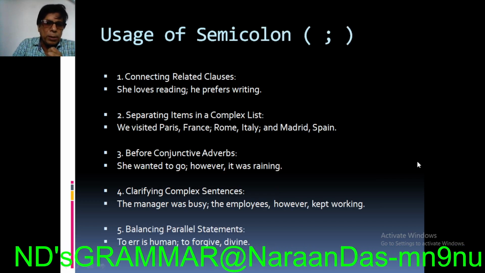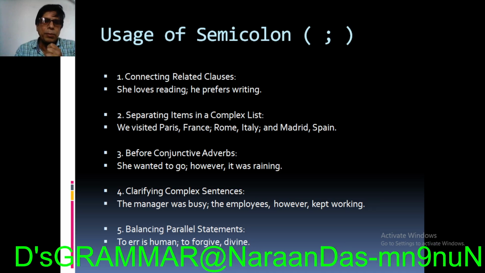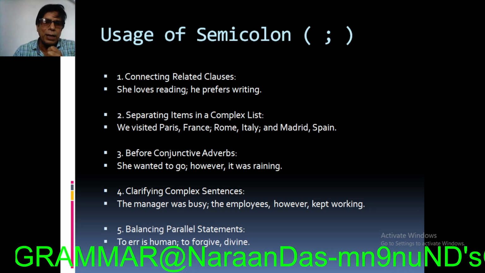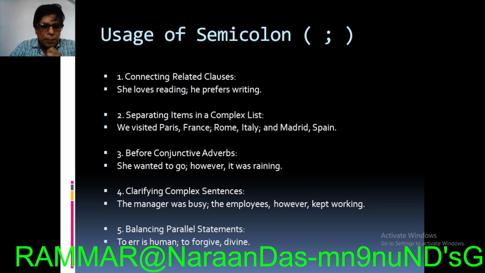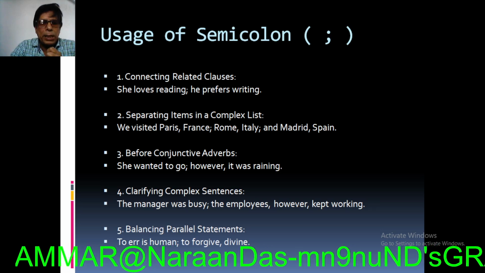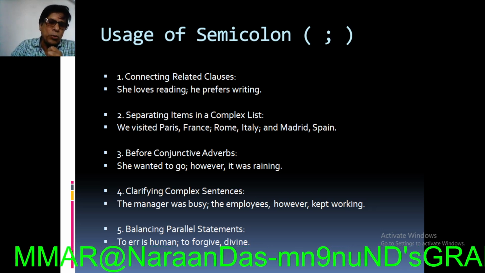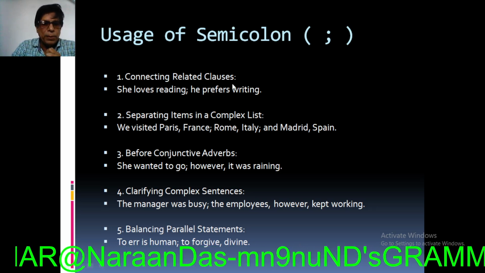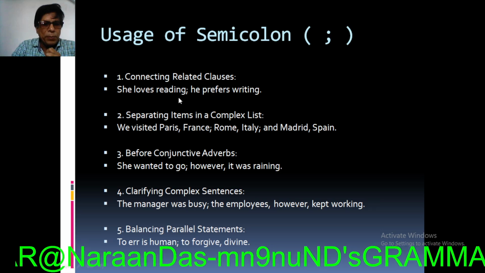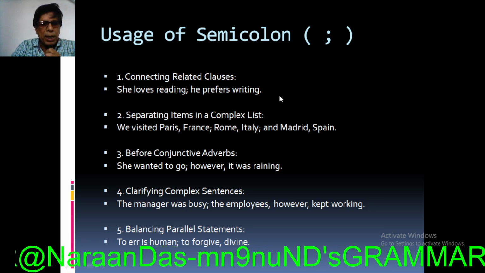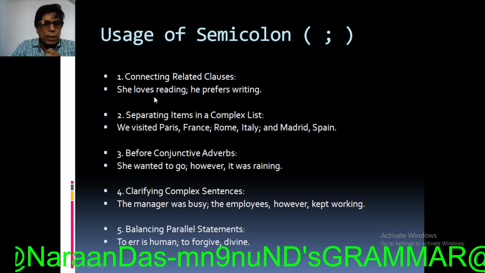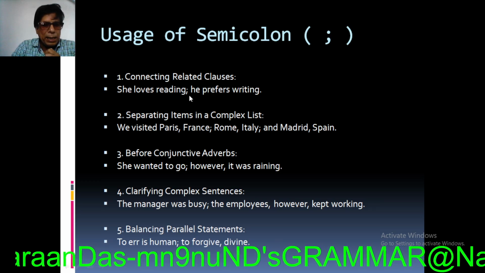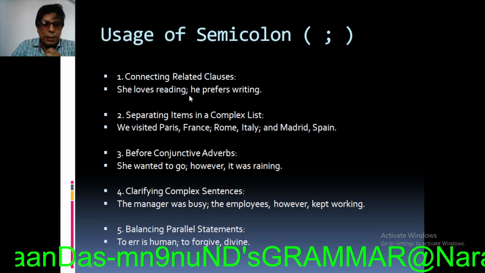Usages of the semicolon. This is another punctuation mark which students often find a bit tricky, but these examples will make it clear and easy to use for you. Number one, connecting related clauses. She loves reading; he prefers writing. These two sentences are parallel and they have been joined by a semicolon instead of "and".